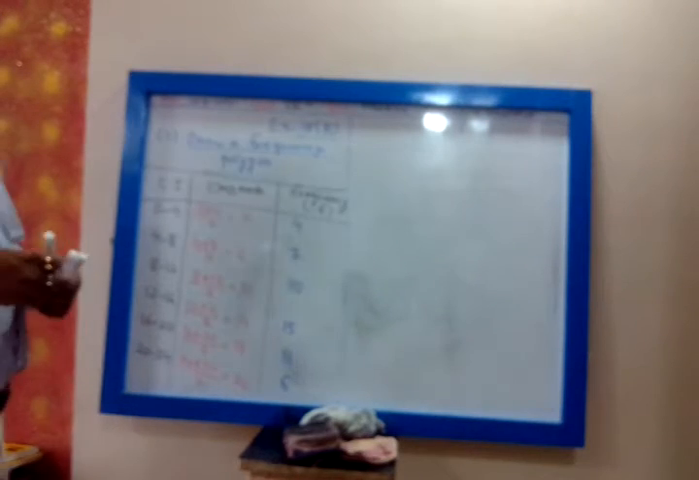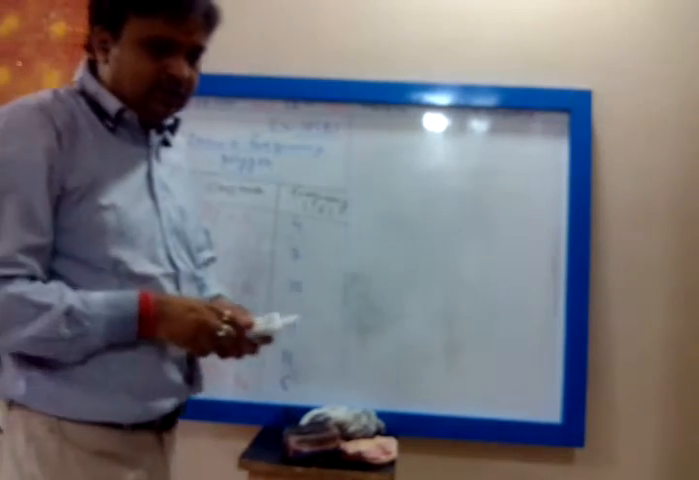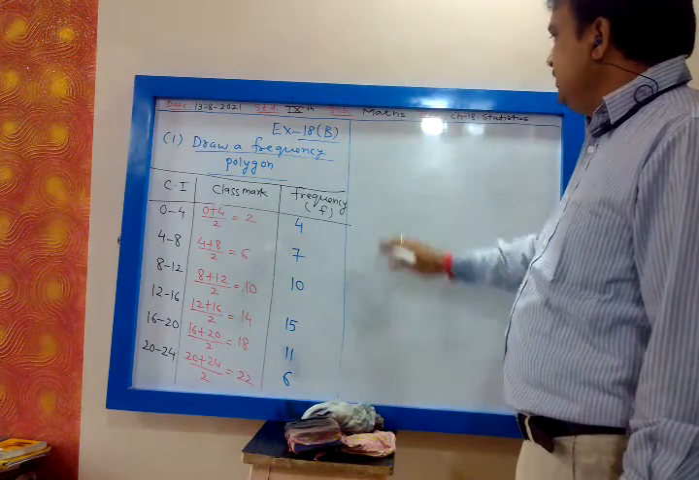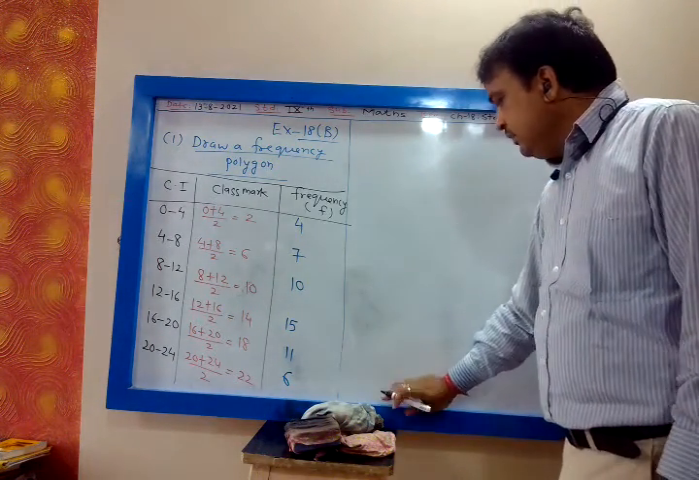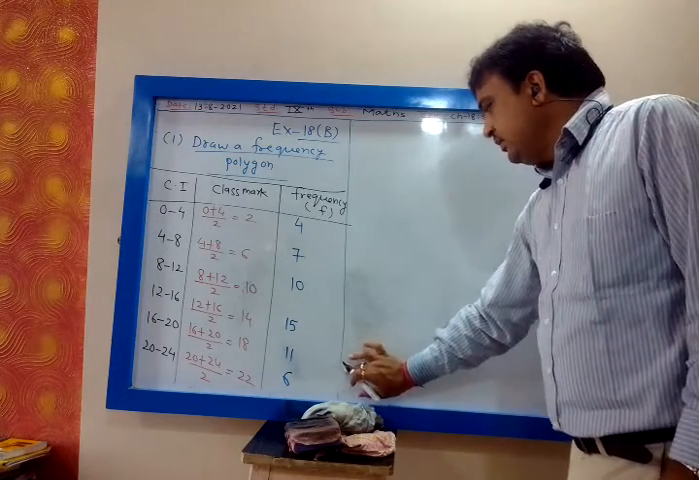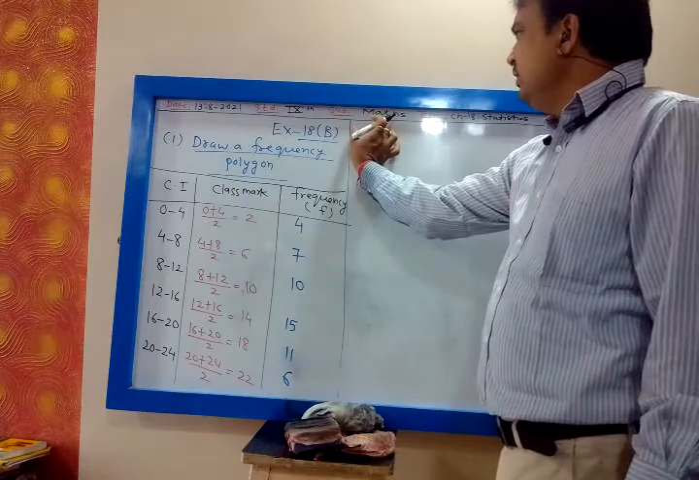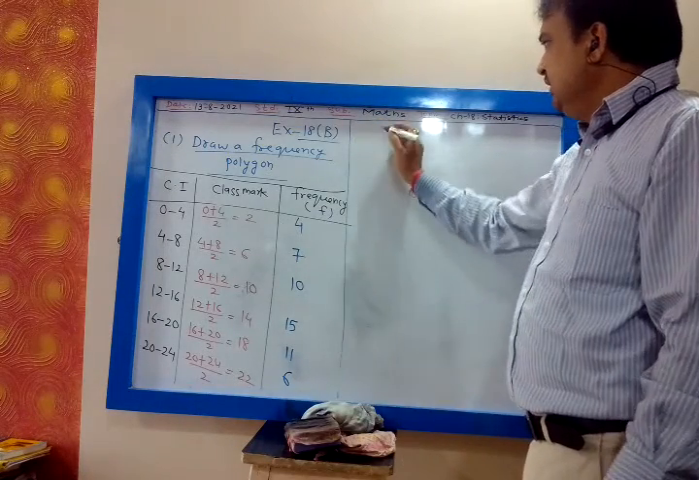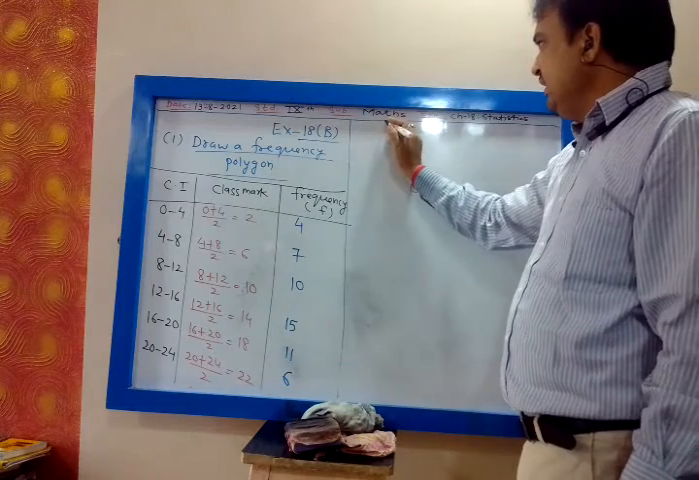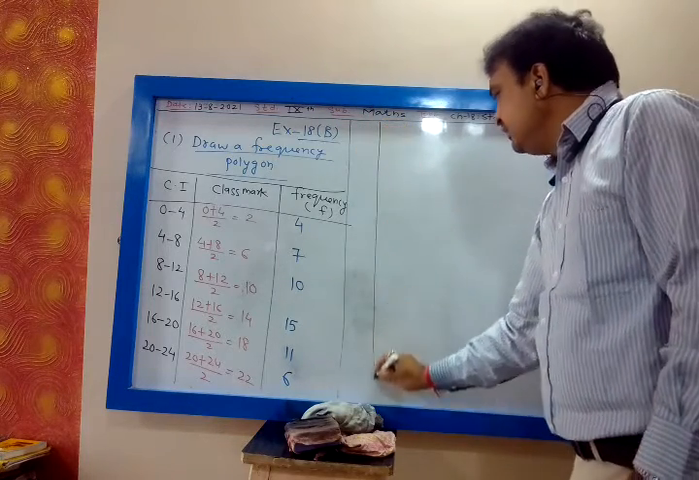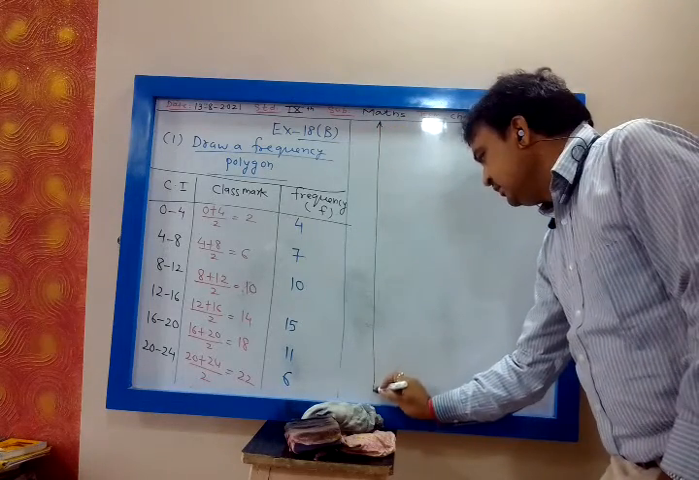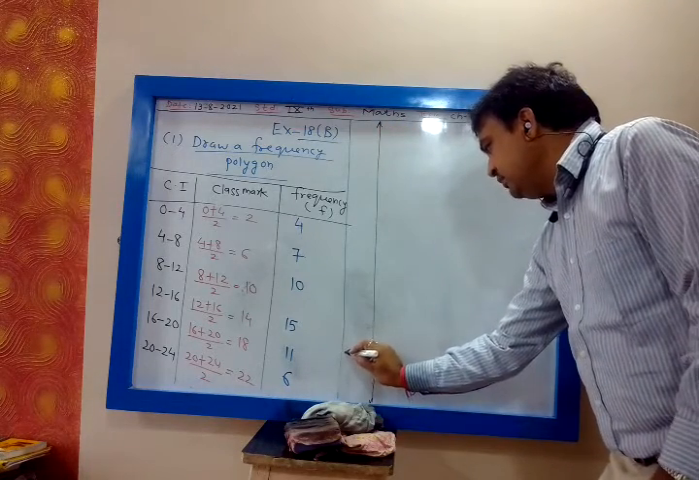Now we draw the frequency polygon. So take out the graph paper. Suppose this is my graph paper. Leave one box from the left side and draw the vertical line. Leave one box from downward and draw the horizontal line.